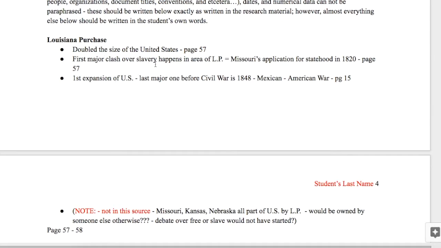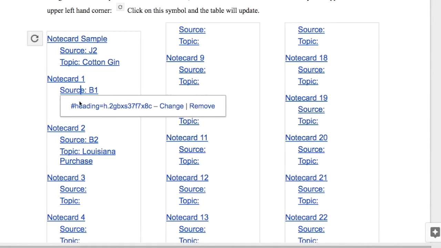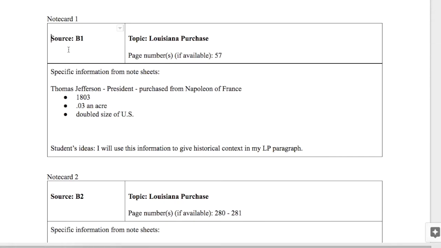This information now the student is thinking about, they're looking at it: am I going to be able to actually use it in the paper? They decide that they can use some of it in the paper. So after thinking about it, this information becomes this note card. The source is B1, Book 1, topic Louisiana Purchase. Several of your note cards are going to say Louisiana Purchase.